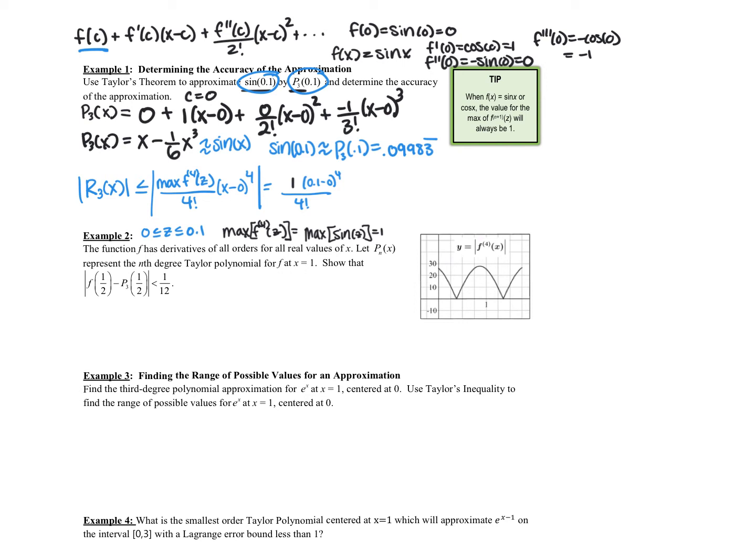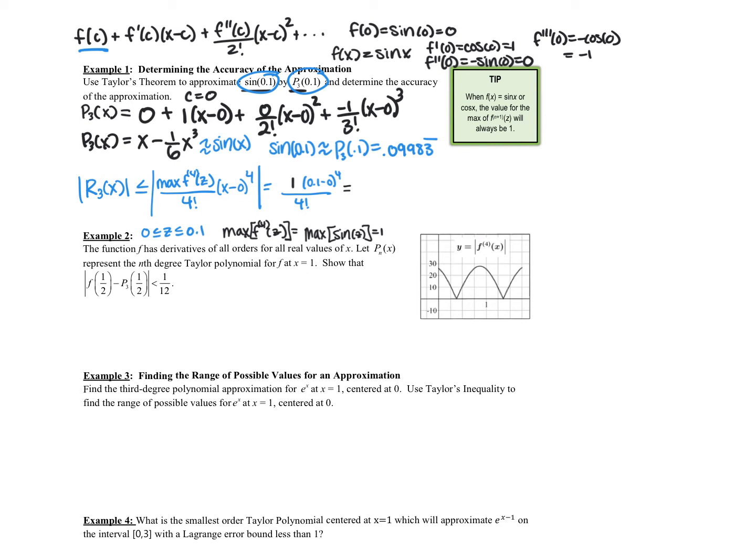So for this one it really doesn't matter that z is between 0 and 0.1. It could be between 5 and 10, and the maximum of sine will still always be 1. Okay? So it doesn't have to be the interval between 0 and 0.1, it just has to be the maximum value of sine. Sine is going to be maxed out by 1 over all real numbers, right? So whether you're between 0 and 0.1 or that.